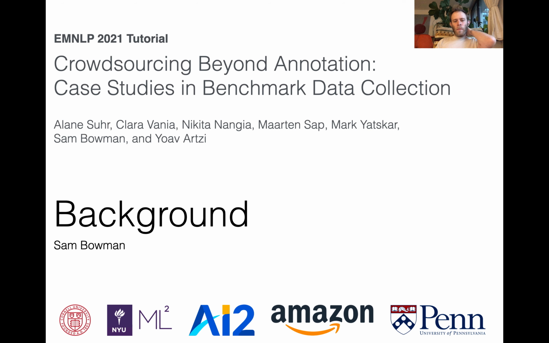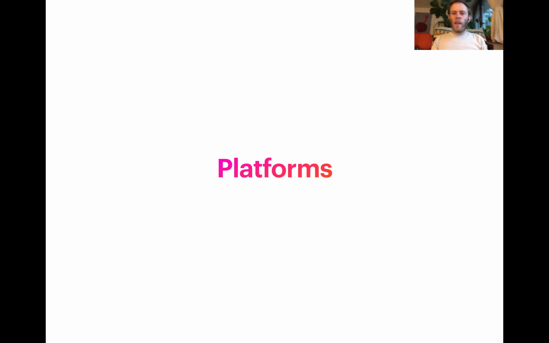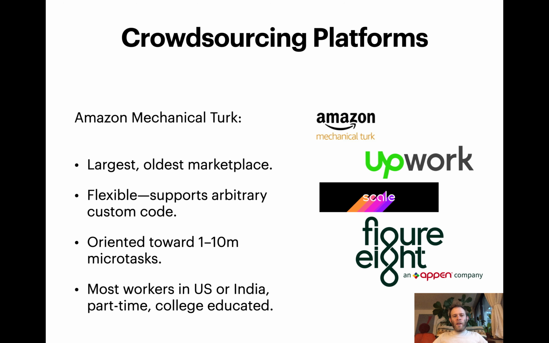I'll be going over some background points about the NLP crowdwork ecosystem that don't fit well in any one of these sections, but we think will be useful advice to someone trying to do this kind of work. First, I'll very briefly talk about the landscape of platforms. We'll mostly be talking in this tutorial about Amazon Mechanical Turk. This is the largest, oldest active marketplace for crowdwork. It's fairly flexible. It has a pretty powerful API and supports arbitrary custom code. It's oriented toward work that's broken down into typically 1 to 10 minute microtasks, and it typically draws on workers coming from the US or India, often part-time, often college educated.